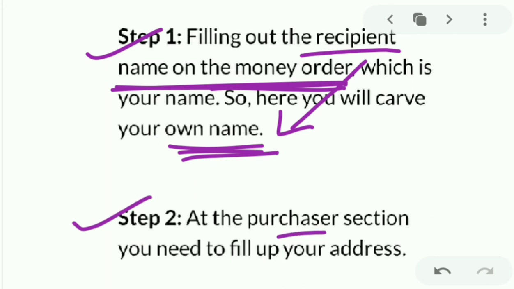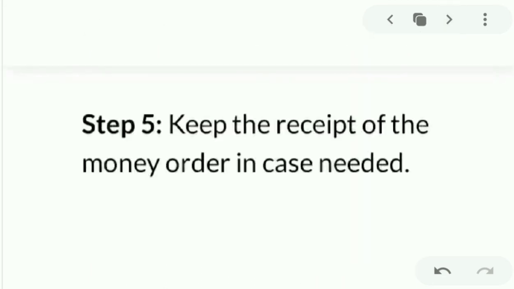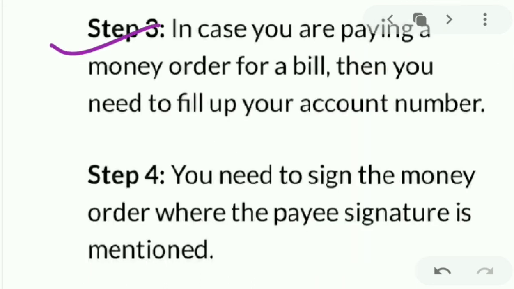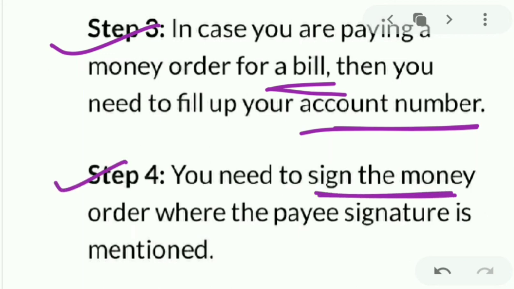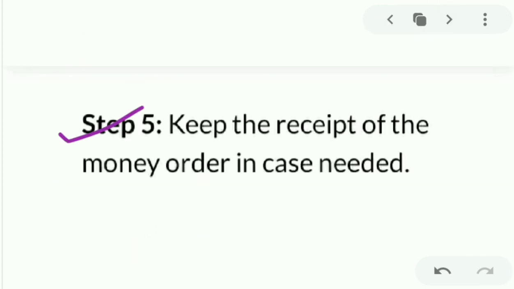Step 2, at the purchaser section you need to fill in your address. Second step is almost the same. You need to fill in your address. Third step, in case you are paying a money order for a bill, you need to mention your account number, but if you are paying for yourself, then there is no need to mention this. Step 4, you need to sign the money order. Fifth step, keep the receipt. Last step is you need to keep the receipt for the same.